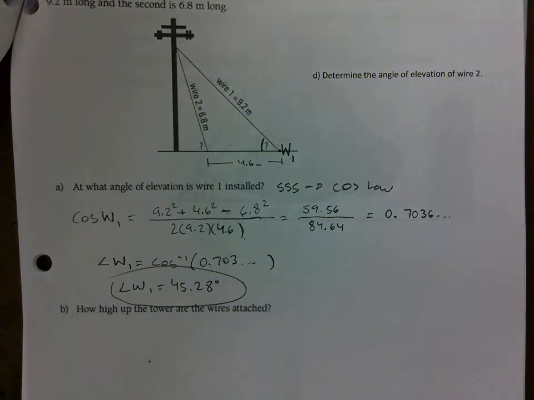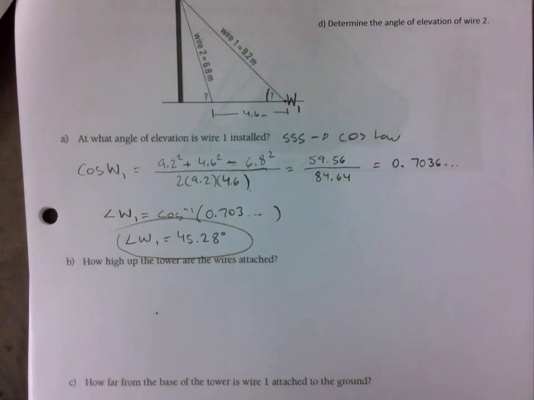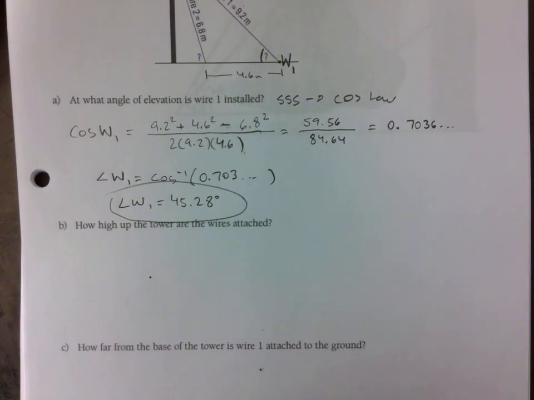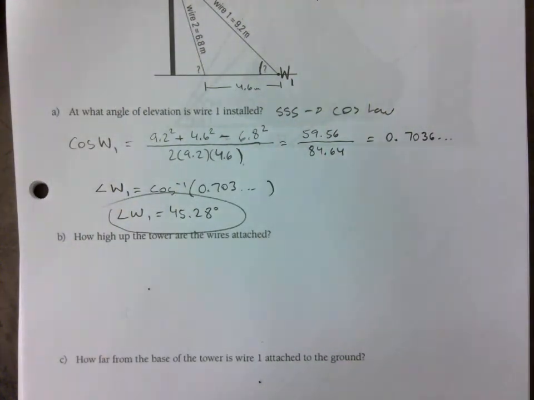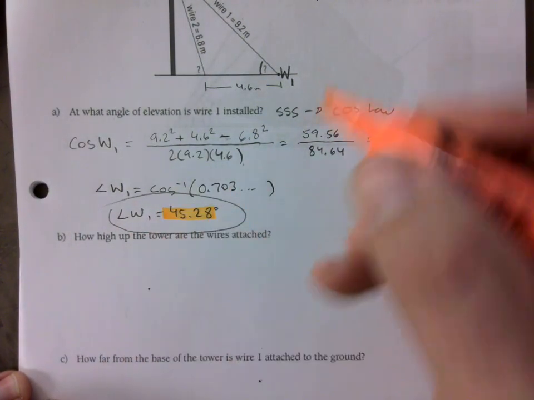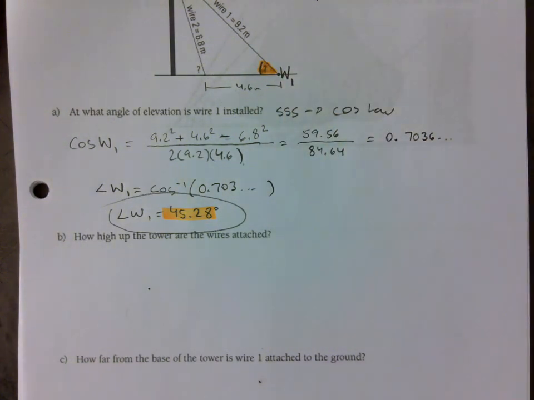Crossed out some of my work. Not the best way to do math. But so that's that angle of elevation up there. If you have a highlighter and you like highlighting, this is that angle right here, the angle of elevation of the first wire.